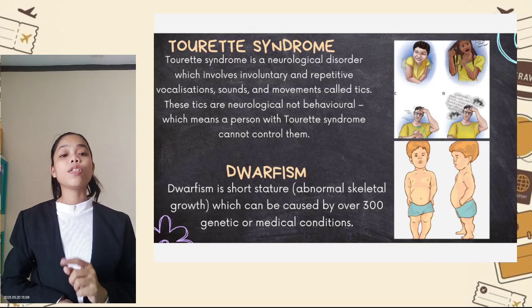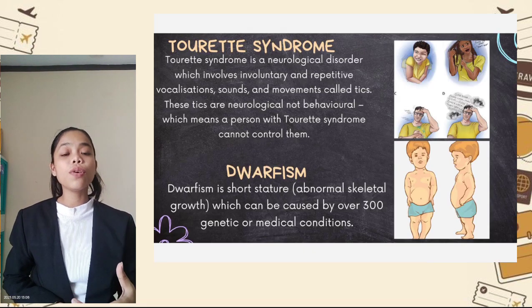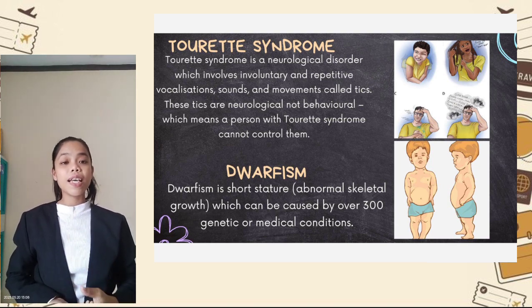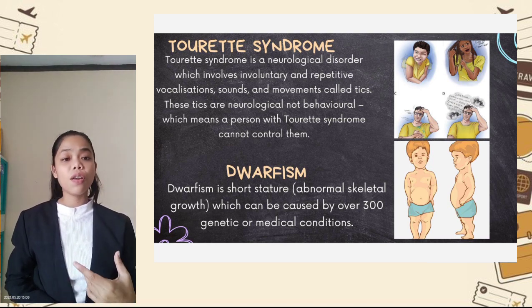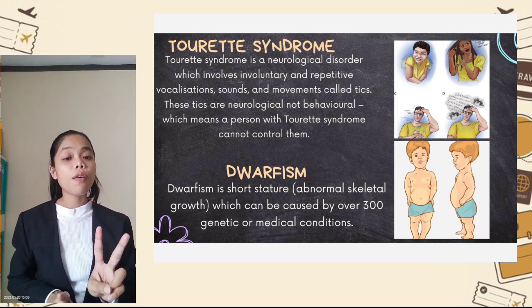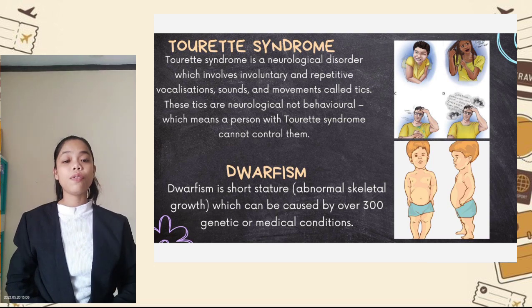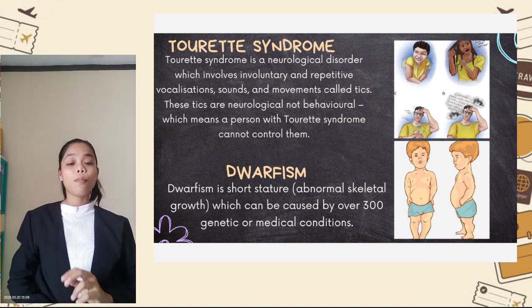Now we have here Tourette syndrome. So Tourette syndrome is a neurological disorder which involves involuntary and repetitive vocalizations, sounds, and movements called tics. So these tics are neurological, not behavioral, which means a person with Tourette syndrome cannot control them. So there are two types of tics. We have the vocal tics and motor tics.